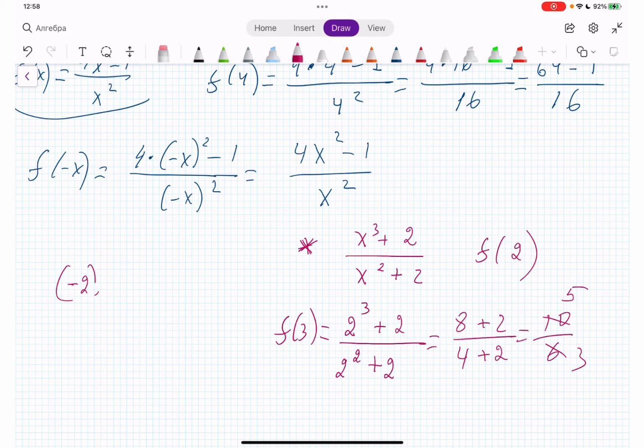Okay. It's a different story if I would have negative 2. If I would take negative 2 to the power 3, I would get negative 8. I want you to remember this, not to forget. 2 to the power 3 is positive 8.